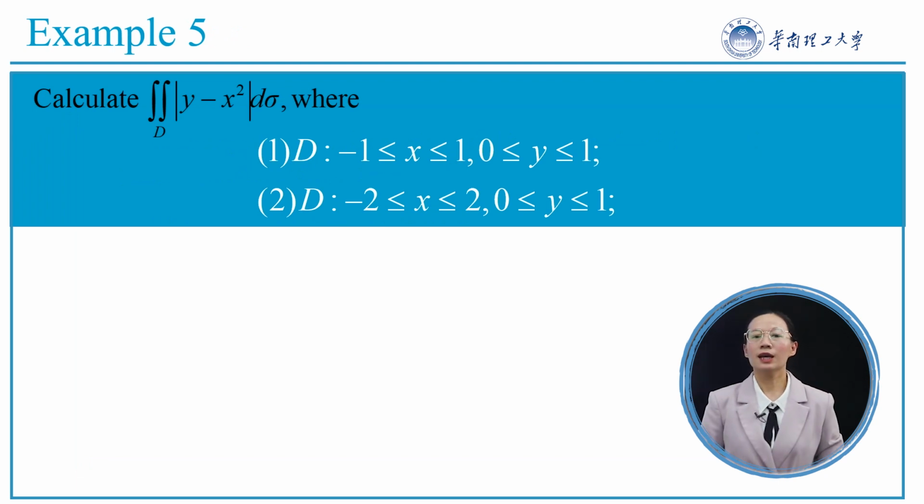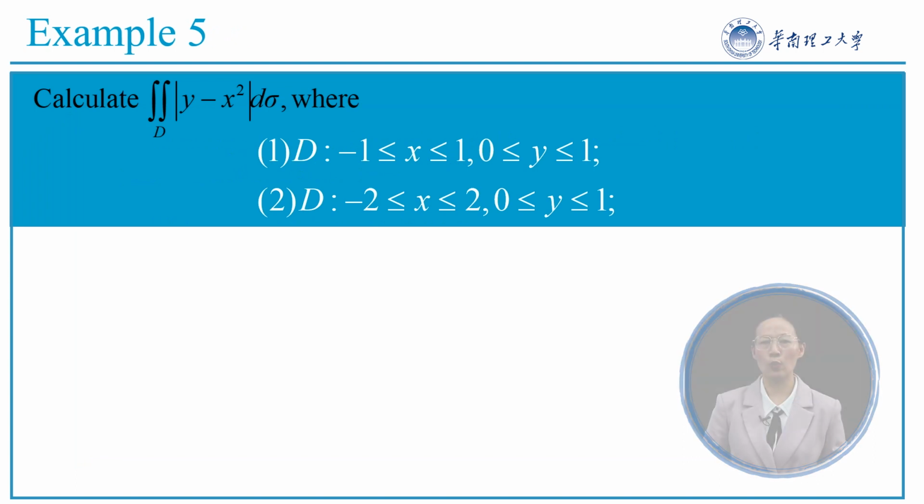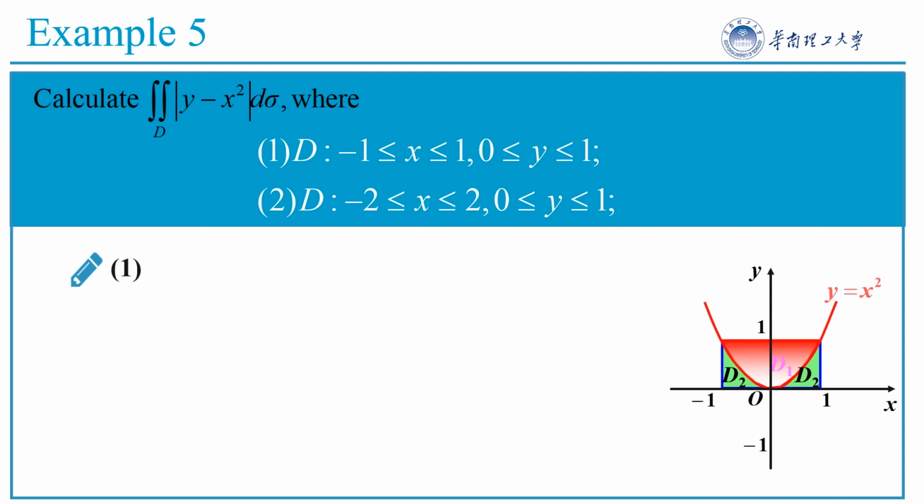Example 5. Calculate the double integral of the absolute value of y minus x squared over D. Where D in problem 1 is x from negative 1 to 1, y from 0 to 1. In problem 2, x is from negative 2 to 2, y from 0 to 1. We consider problem 1 firstly. The picture of rectangle D is in the right side.